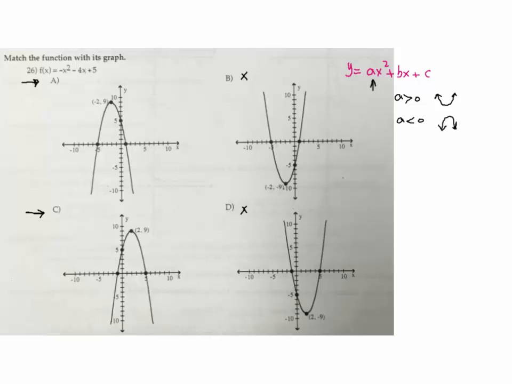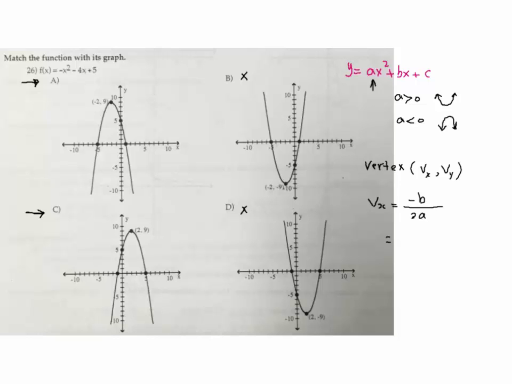All right. If I can find the vertex, that would help me locate which one of these would be the right graph. Can somebody tell me what would be the easiest way to locate the vertex here? Vertex. V of x, V of y. Anybody? Negative b over 2 times a. Okay. So to solve the V of x, very good. You have to know the formula: minus b over 2a, very good.